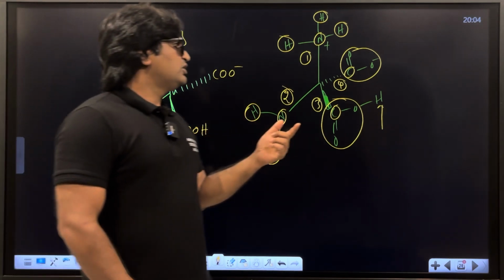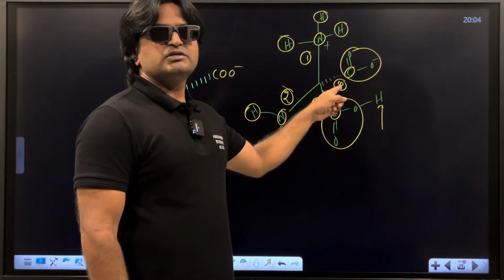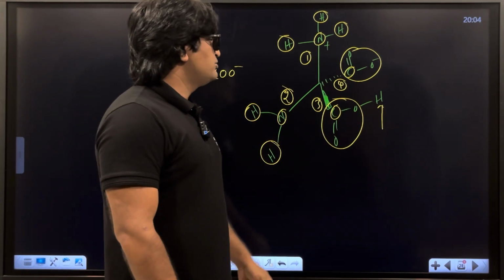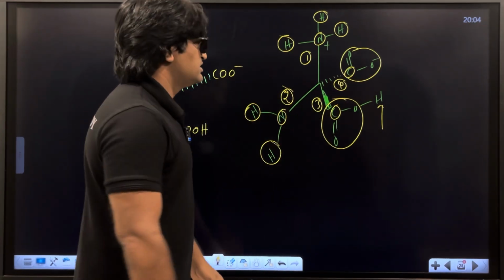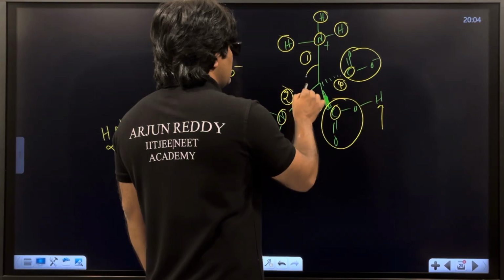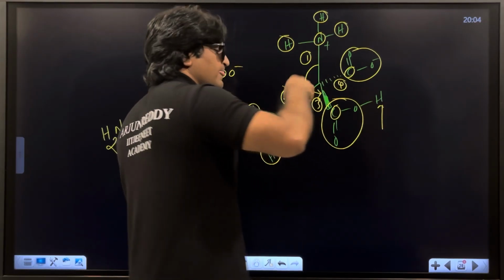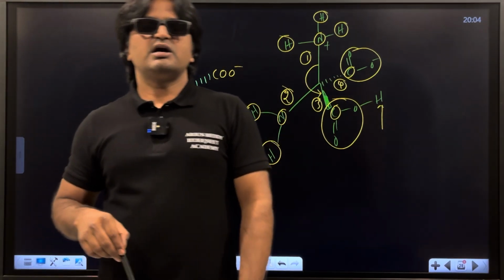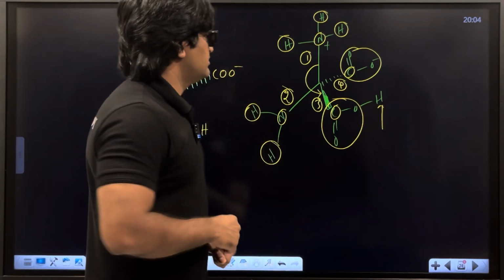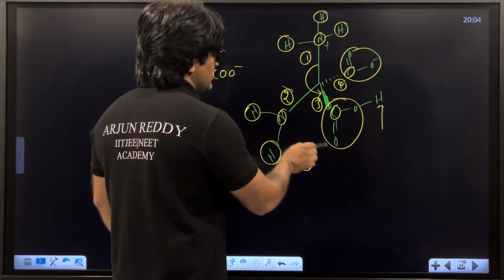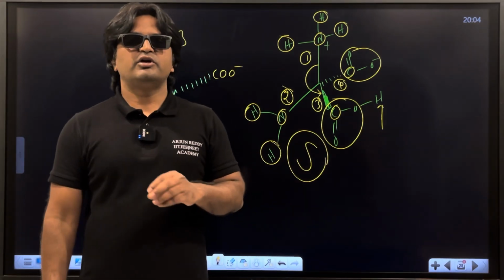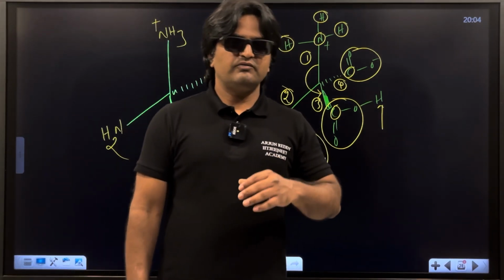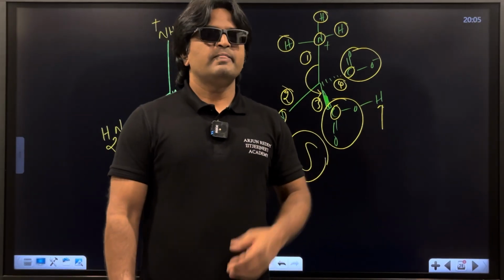So before giving RS, first we look towards the fourth priority, the least priority, present on the broken wedge. That is away from the observer. That's why no problem. Then priorities 1, 2, 3. What is the priority direction? Clockwise direction or anti-clockwise direction? Anti-clockwise direction. What is the configuration? Yes, S configuration.